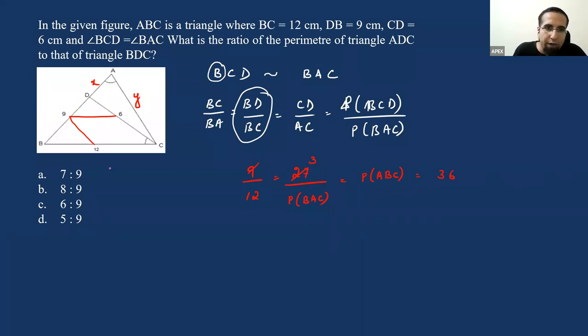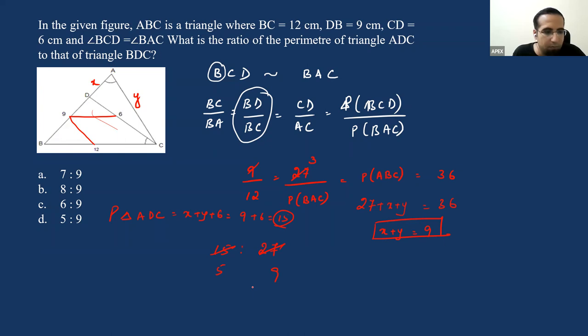Now from the figure, what am I looking at? I am looking at 9 plus 12 plus 6, which is 27. So 27 plus X plus Y is equal to 36. Or eventually we have X plus Y is equal to 9. Now I have x plus y. What is the question asking you? Find the ratio of perimeter of the triangle ADC. So triangle ADC perimeter will be equal to x plus y plus 6. Clear? So x plus y is equal to 9. 9 plus 6 is equal to 15. Is to triangle BDC. What is BDC? BDC is 27. So our required ratio is 15 is to 27. Which is 3 5s and 3 9s. Right, so therefore the answer is going to be 5 is to 9 here, guys.